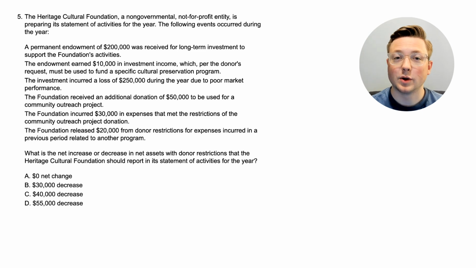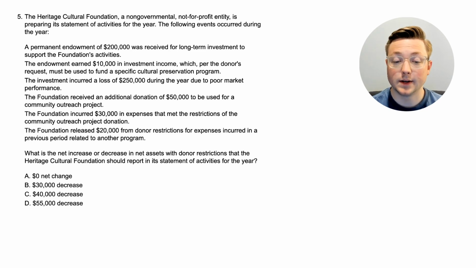All right, here we are at question 5. The Heritage Cultural Foundation, a non-governmental not-for-profit entity, is preparing its statement of activities for the year. The following events occurred during the year. They had a permanent endowment of $200,000 that was received for long-term investment to support the foundation's activities. The endowment earned $10,000 in investment income, which, per the donor's request, must be used to fund a specific cultural preservation program. The investment incurred a loss of $250,000 during the year due to poor market performance, so they lost a ton of money because of it.